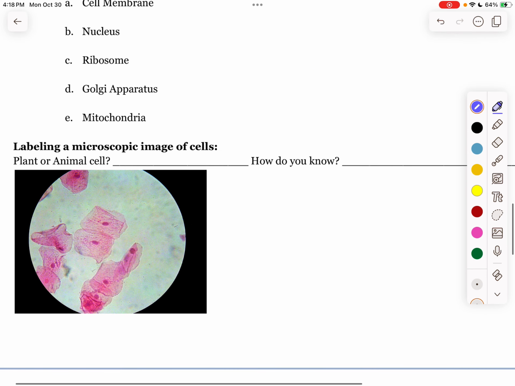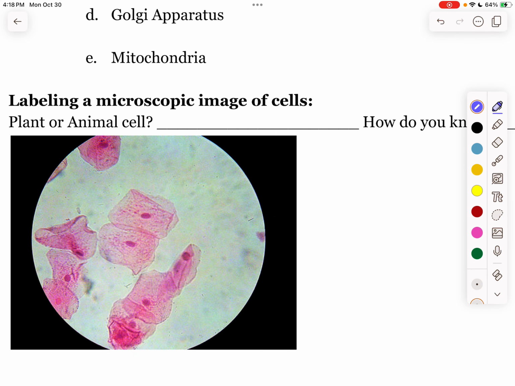And then you're going to take a look at these microscopic images of these cells and tell me, is it a plant or animal cell, and how do you know?